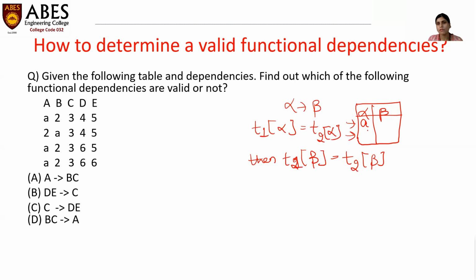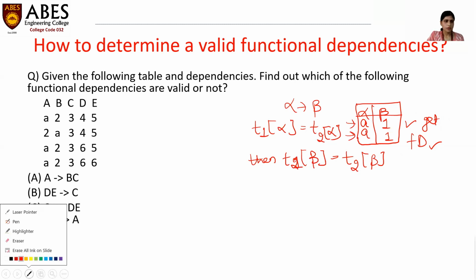If we have the value of alpha as A and A repeated two times, then the value of beta should be same for both the terms. Here we have 1 and 1. So if this condition gets passed, then only it will be called a functional dependency. Then this functional dependency will be valid, otherwise no. So let's check it one by one.